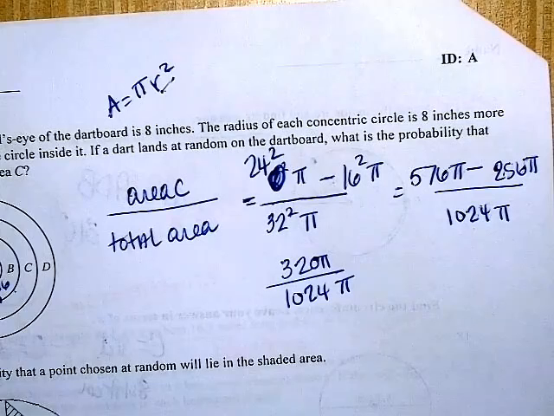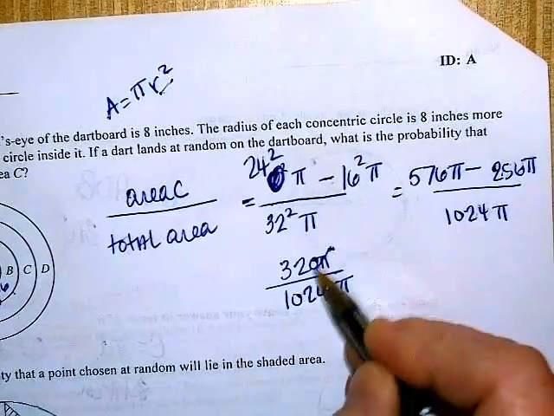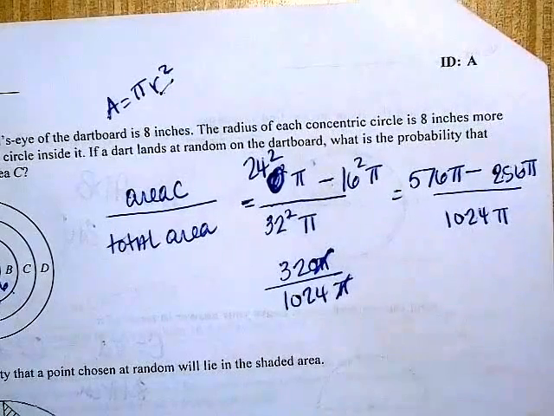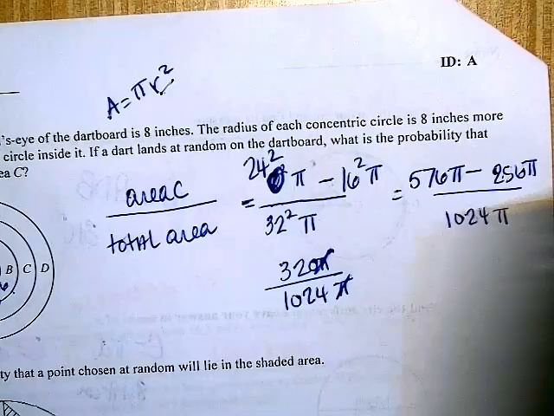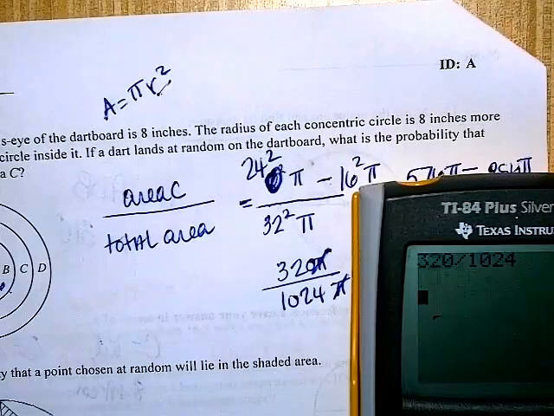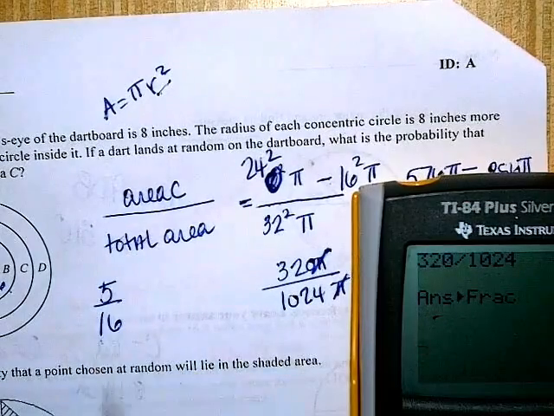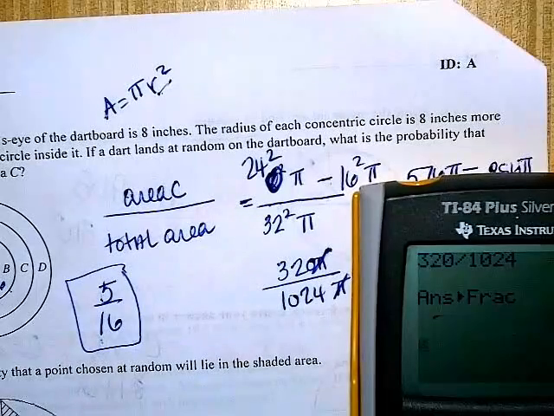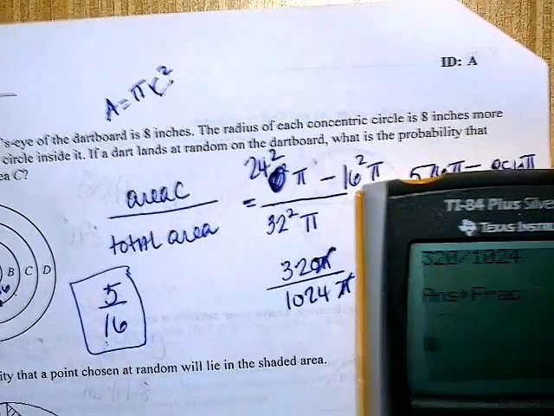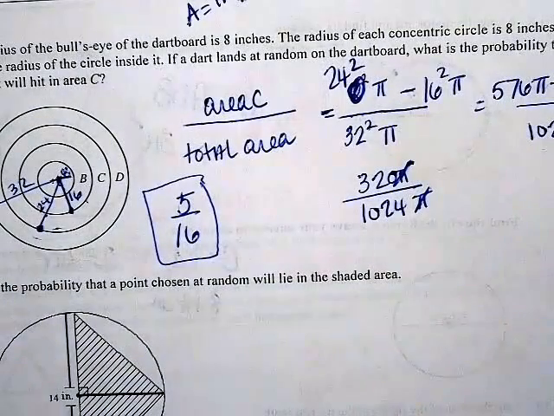It's not. May I go sharpen my pencil, please? Yes, go sharpen your pencil. Okay, I'm going to cancel out the pi's and I'm going to simplify 320 over 1024. Just going to put it in my calculator. 320 divided by 1024 is 0.3125. And if I write it as a fraction, it's 5/16. Okay? So the probability is 5/16. If you throw the dart 16 times, 5 of those should be in C.